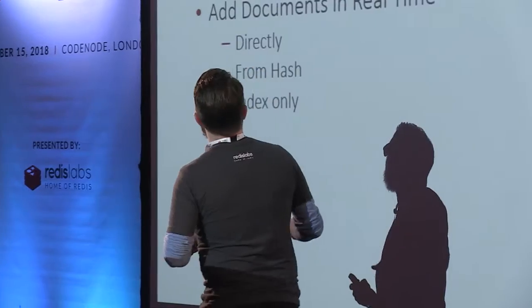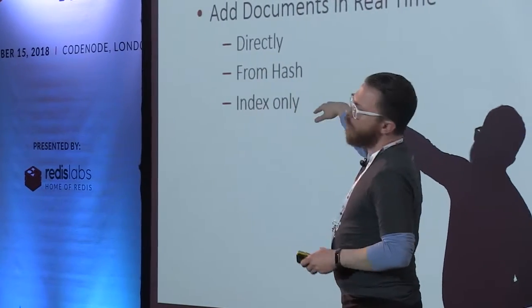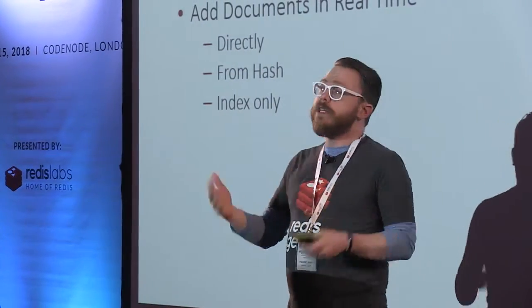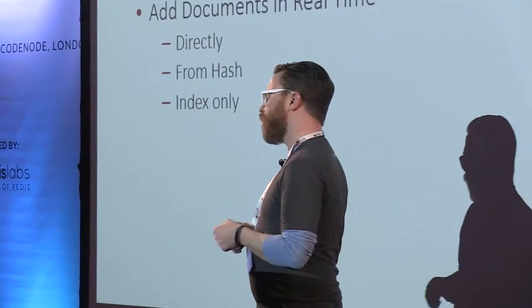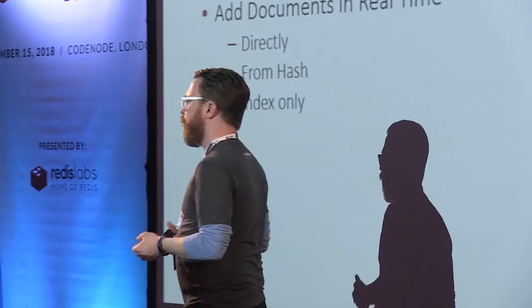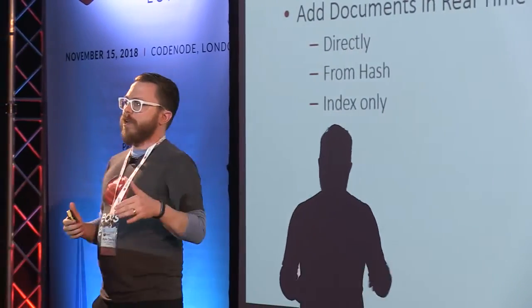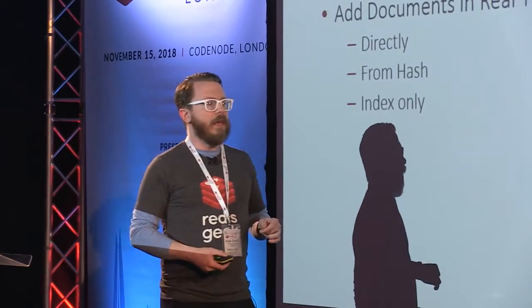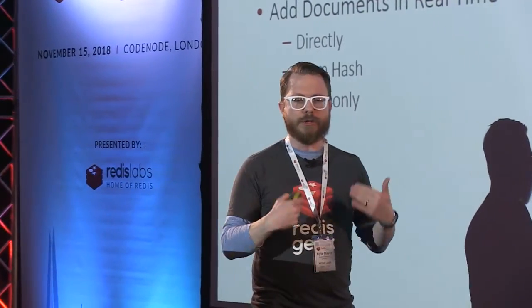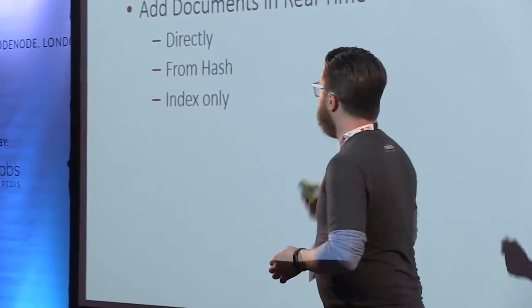And then finally, the thing that you can do, and this comes into play a lot of times in the secondary index use case, is you can index only. And that's really interesting. With index only, you can actually take the document, and you don't have to store the document. We only index it. So it can save you some space there. If you don't need to retrieve it, you'll be retrieving it from some other system.